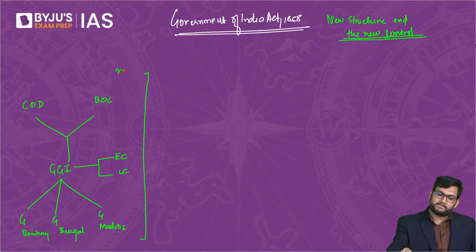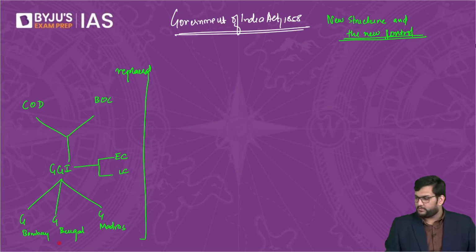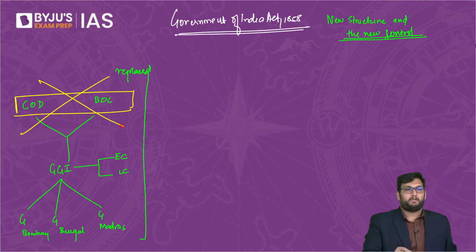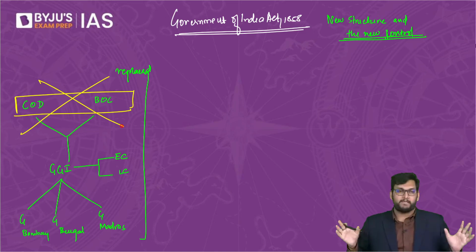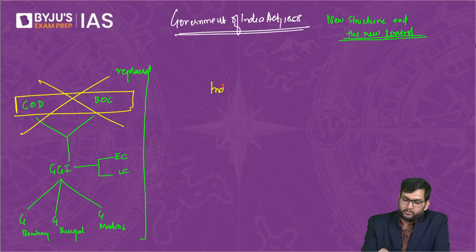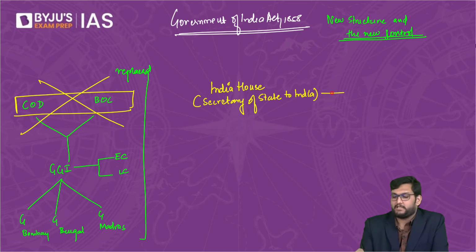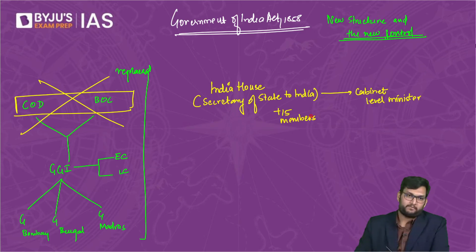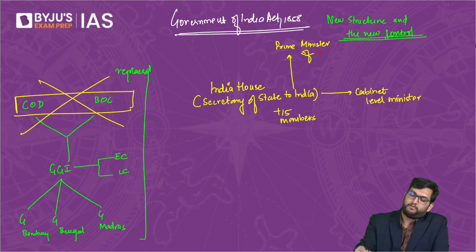Now this structure will be replaced, and the most important change is that the Board of Control and the Court of Directors will be abolished, and now India will be controlled via a body called the India House, which is headed by a person called the Secretary of State for India. Basically, he's a cabinet level minister. He has 15 members to help him. And he reports to the Prime Minister of Britain.